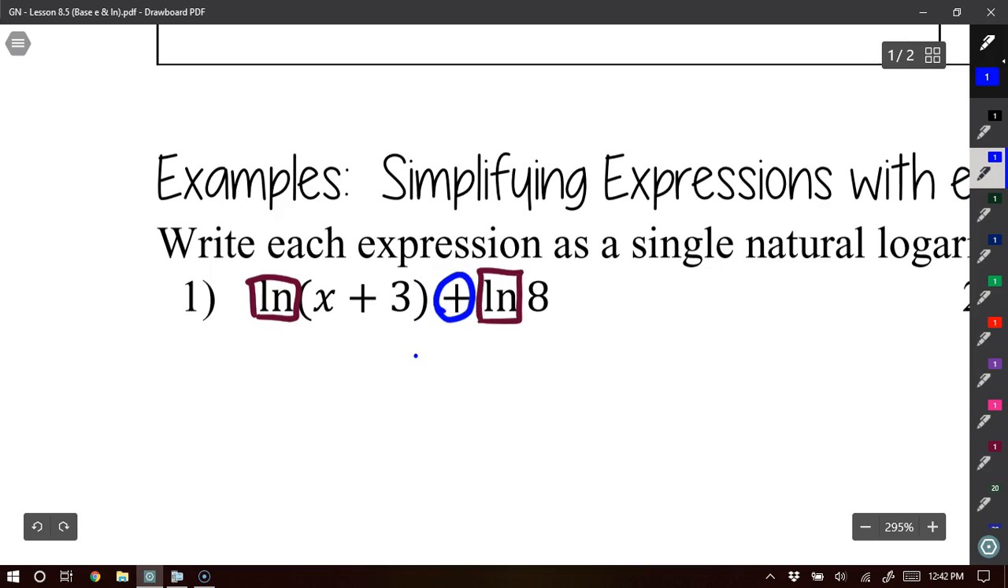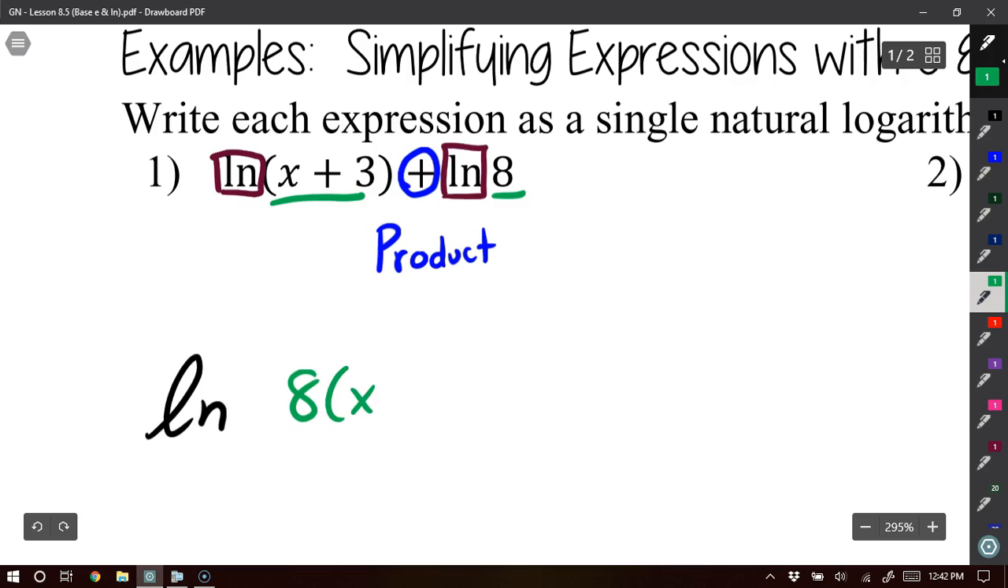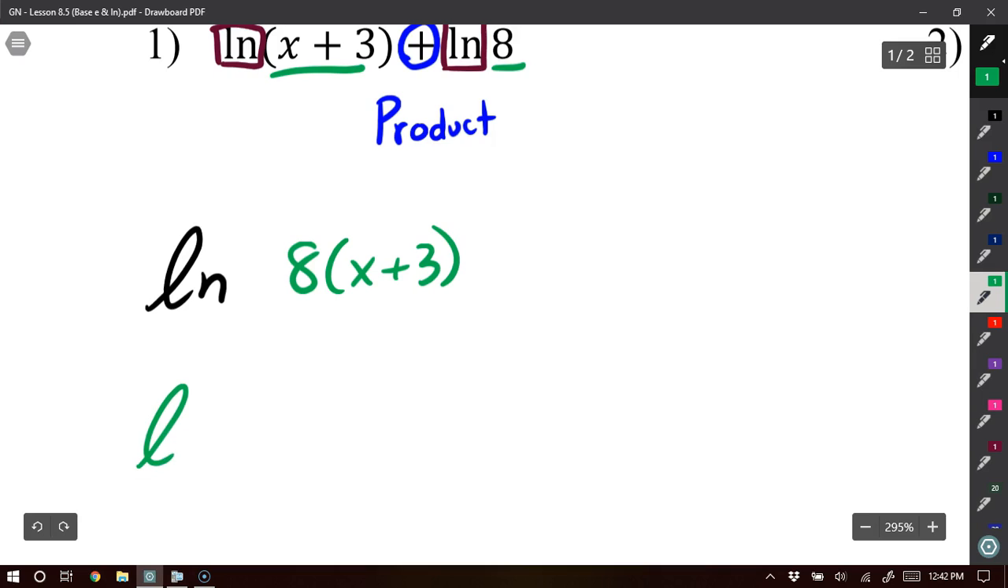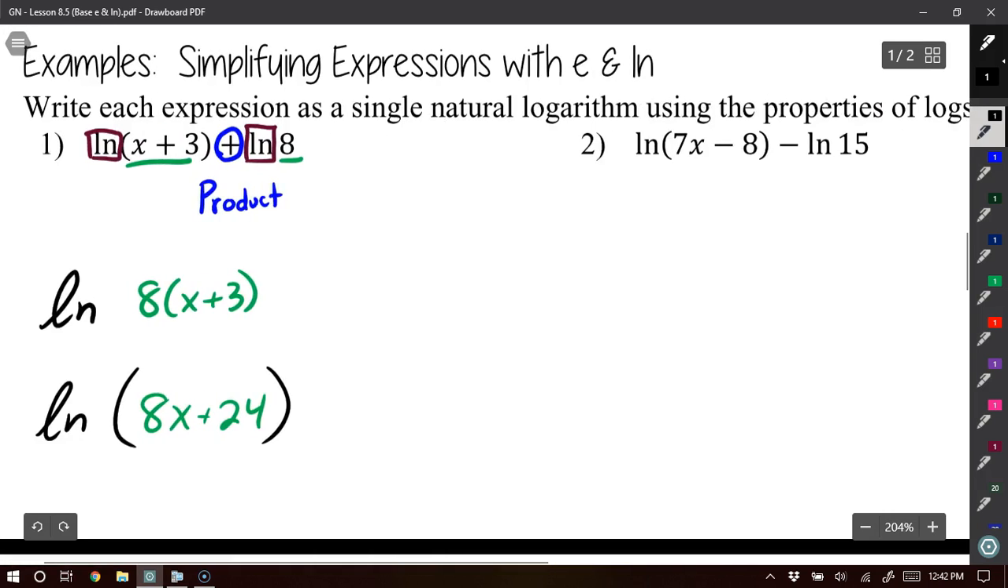So when we are adding 2 logs together, whether it's ln or log base e, you always look at this: I am adding, which means I am dealing with my product rule. So I am going to merge these 2 logs together by taking the product of my numbers. I'm going to take x plus 3 and 8, and multiply them together. And so that's going to give me ln of, and I will distribute, 8x plus 24. It is your product rule for this one.